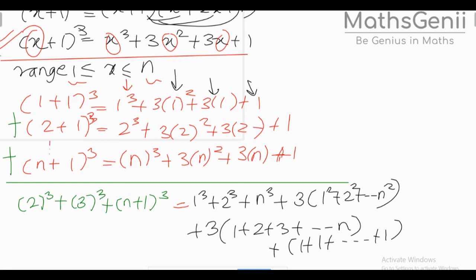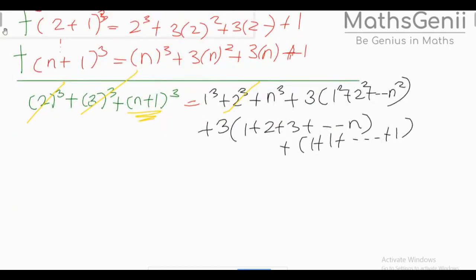Now pay careful attention. 2 cube, 2 cube will get cancelled. Here you will have some 3 cube that is going to get cancelled. So all this is going to get cancelled. What will remain this side is only this term. So you will be left with n plus 1 the whole cube and an equal to sign. This all has gotten cancelled already. Now what will remain is this 1 cube.